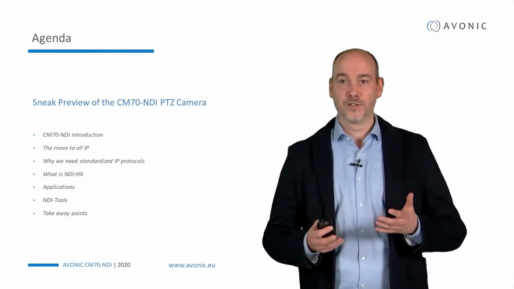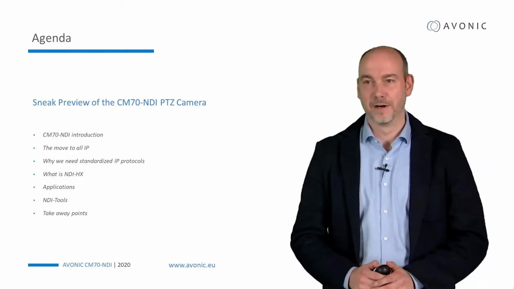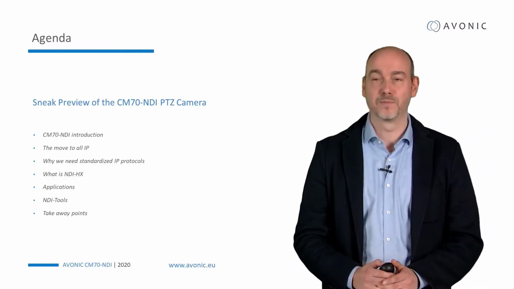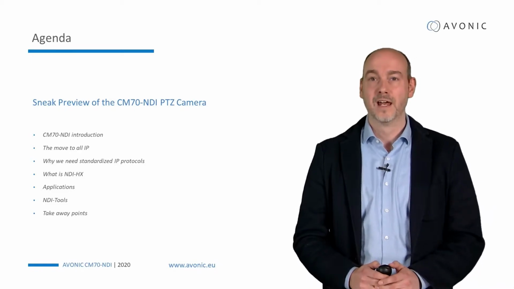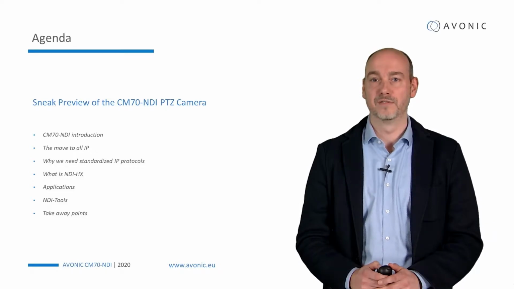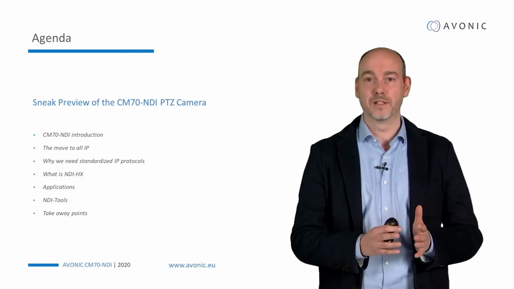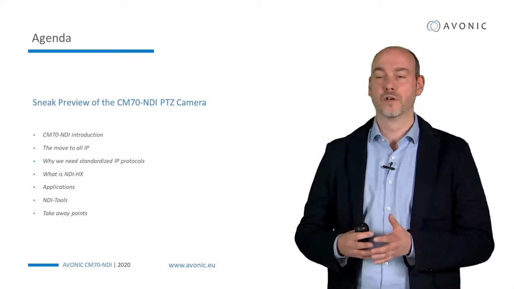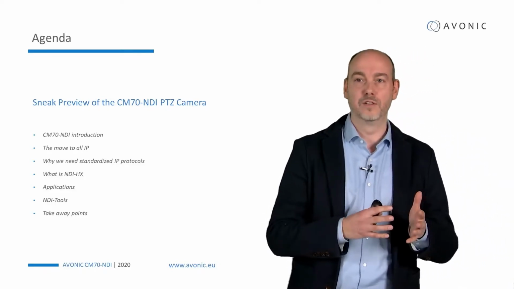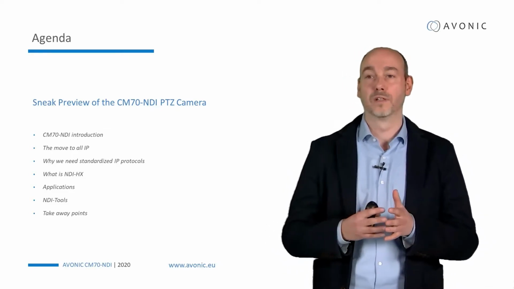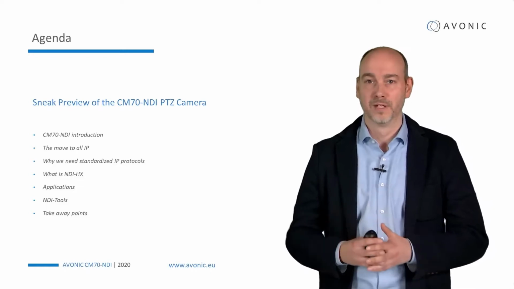So today, our CM70 NDI PTZ camera. We're very excited. We're in the final stretch to get this product available to the market. And today we just want to give you a sneak preview of this new CM70 family member. So we're going to be talking about the camera itself, and then we're going to be talking about the move to IP. So what is the move for AV to go onto existing IP networks, how can we achieve that, and what are the elements you need to worry about?